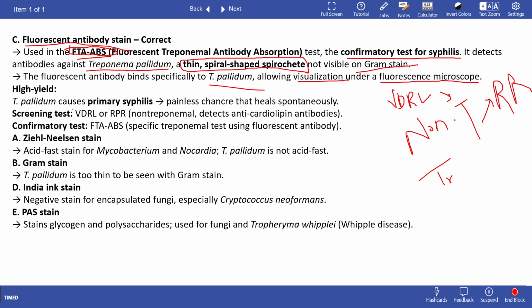The important part you must know is that syphilis occurs in 3 stages. The first one, which is the primary syphilis, basically results in the painless chancre that heals spontaneously. So the screening test, as I've explained to you. Also, anticardiolipin antibodies can be found in syphilis, so you must know that. The confirmatory test is FTA-ABS, obviously. These other stains are also given, as in the previous slide.